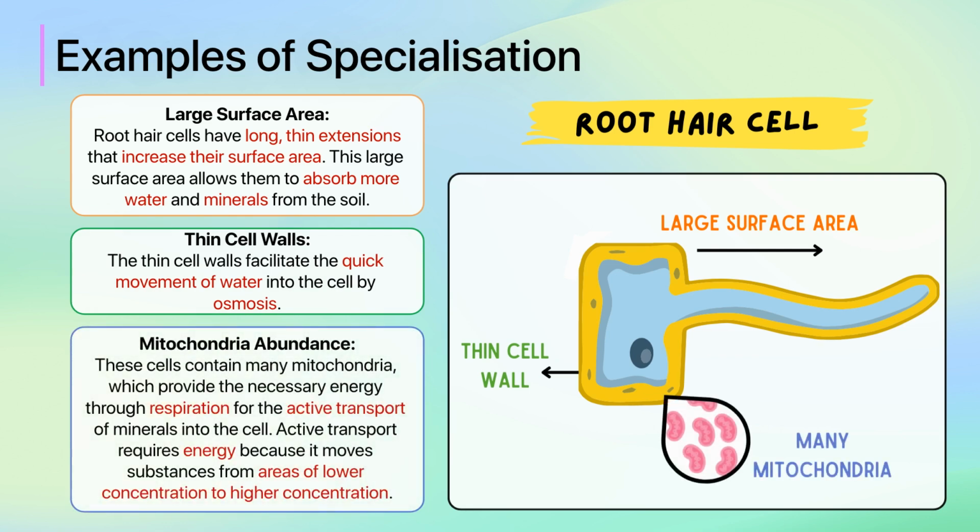Finally, these cells contain many mitochondria, which provide the necessary energy through respiration for the active transport of minerals into the cell. Active transport requires energy because it moves substances from areas of lower concentration to higher concentration.